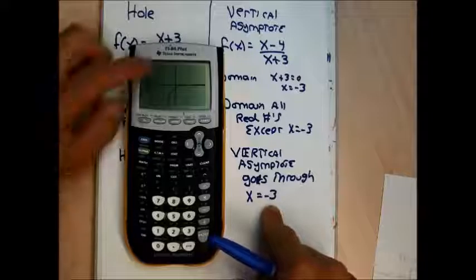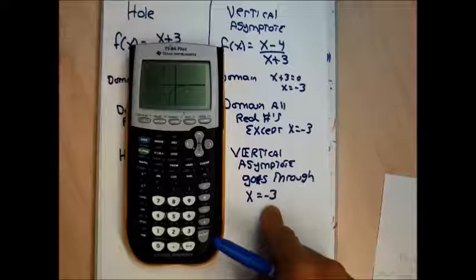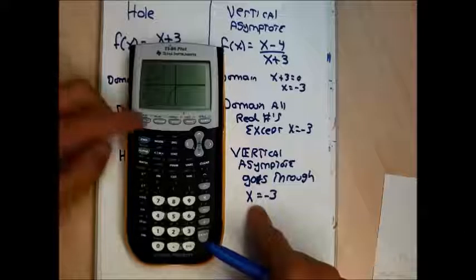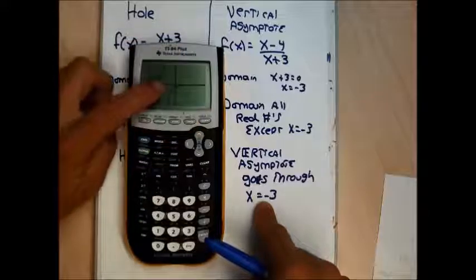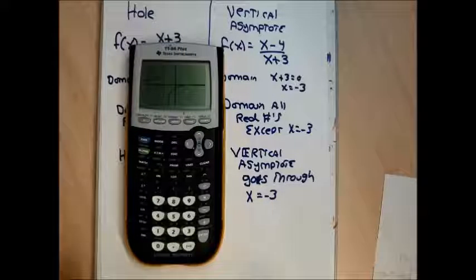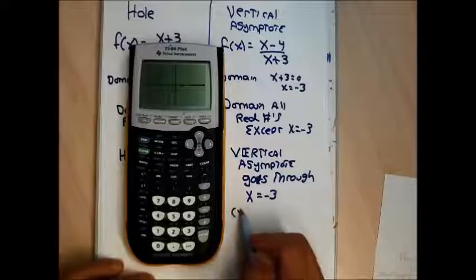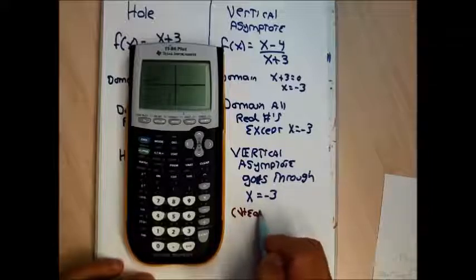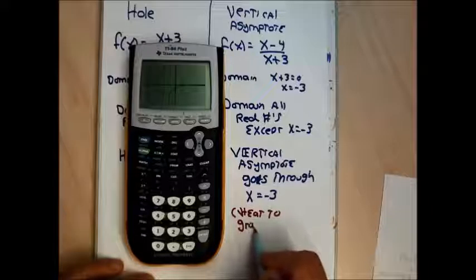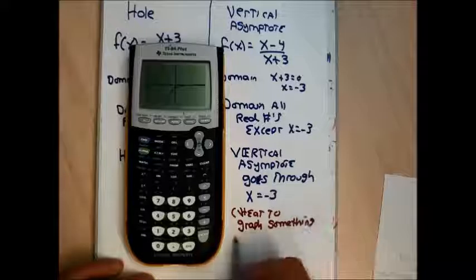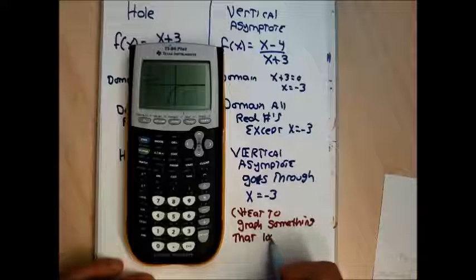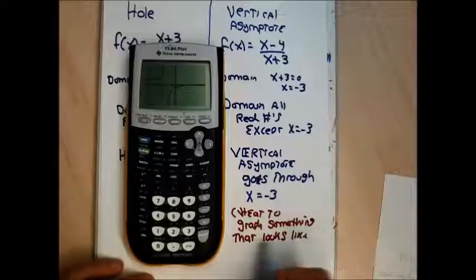Unfortunately, it's virtually impossible to graph vertical asymptotes on my calculator, because the equations I graph need to be solved for y, and the equation x equal to negative 3 doesn't have a y in it. So if I want to graph a vertical asymptote on my calculator, I'm going to cheat to graph something that looks like a vertical asymptote, but really isn't.